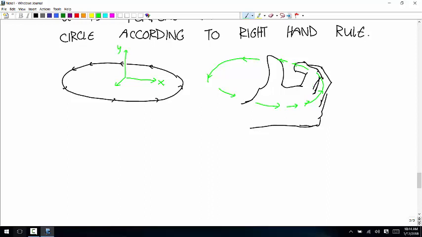Okay, so your fingers are doing this, your thumb's doing this. So what's the direction of that unit vector, or what would be the components of that unit vector? 0, 1, 0, exactly.